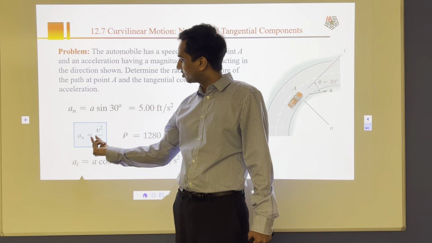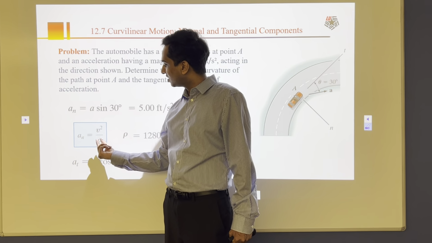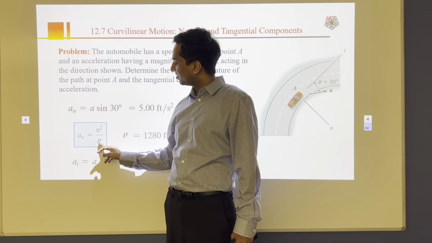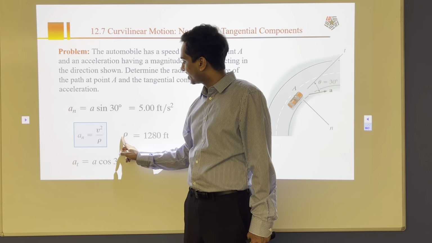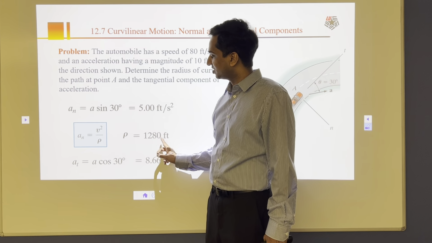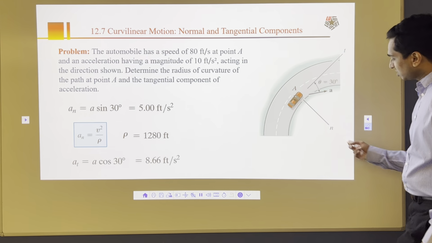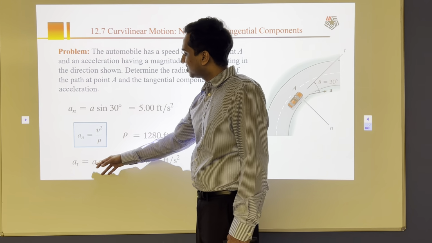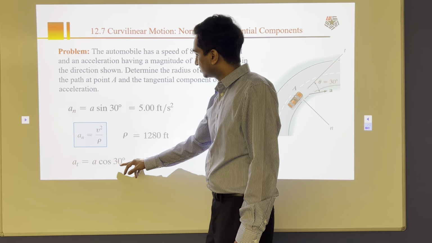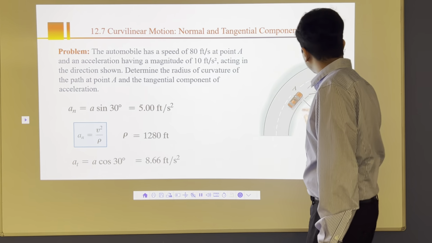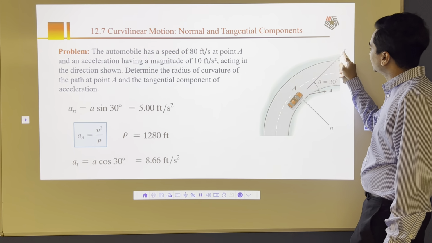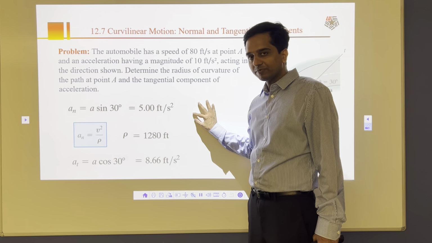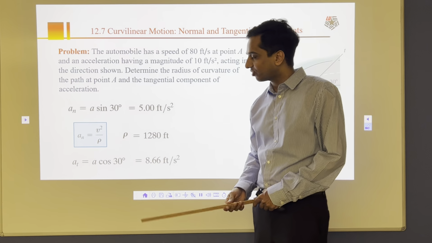Once you have that, you put it here and you will get the value for the radius. Velocity we know, 80 square, an we know, 5, and we take rho, divided by an, and we find the radius is around 1280 feet. So if you do this calculation, you will get the answer. Total radius here is 1280 feet. Once you have that, the tangential component is simple, a cos 30, so 10 cos 30. This is the angle 30. So 10 cos 30 will be my tangential component, and the value will be around 8.66 feet per second square. It's a very simple problem. All you have to do is remember these formulas, and then you can solve this one.